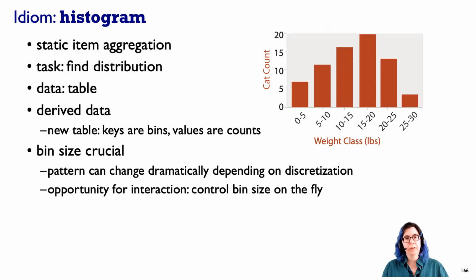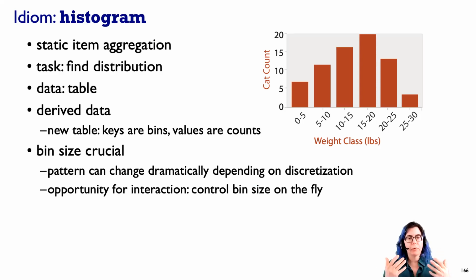So what's another form of aggregation? That was filtering. Let's think a little bit about aggregation, and that tends to be the even trickier situation. Certainly the histogram is the most well-known form of aggregation. It's a static form at the item level. It's supporting the task of understanding a distribution.